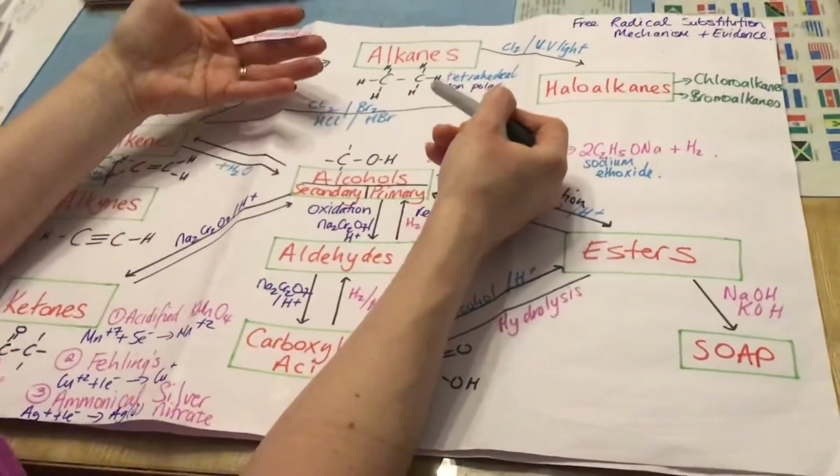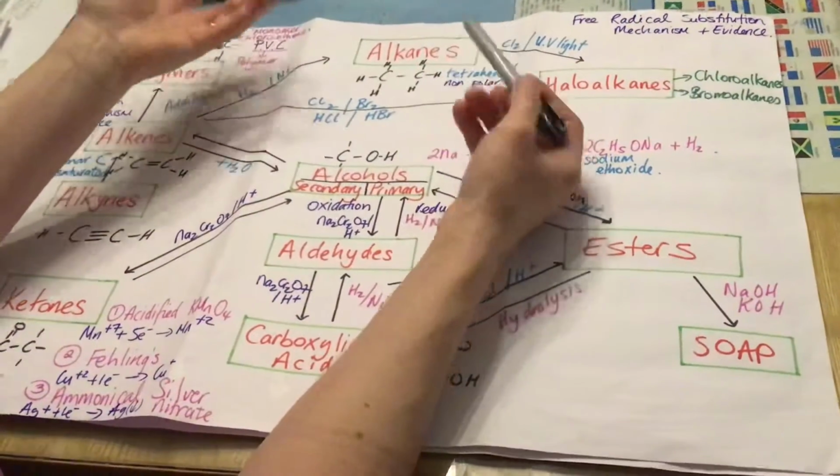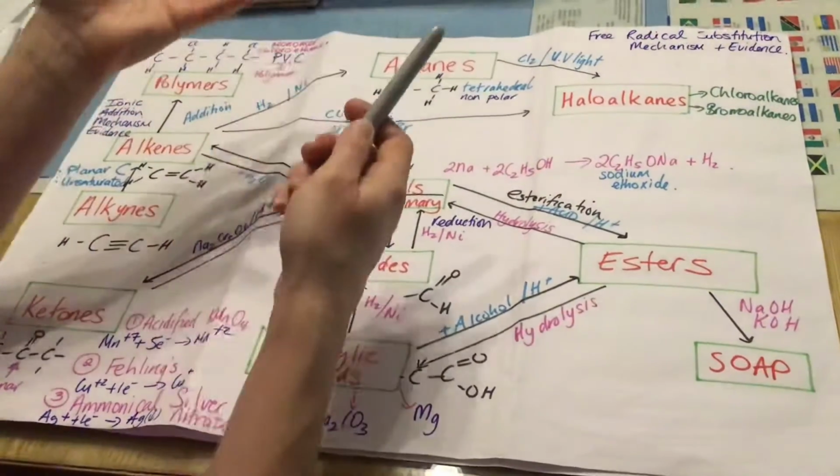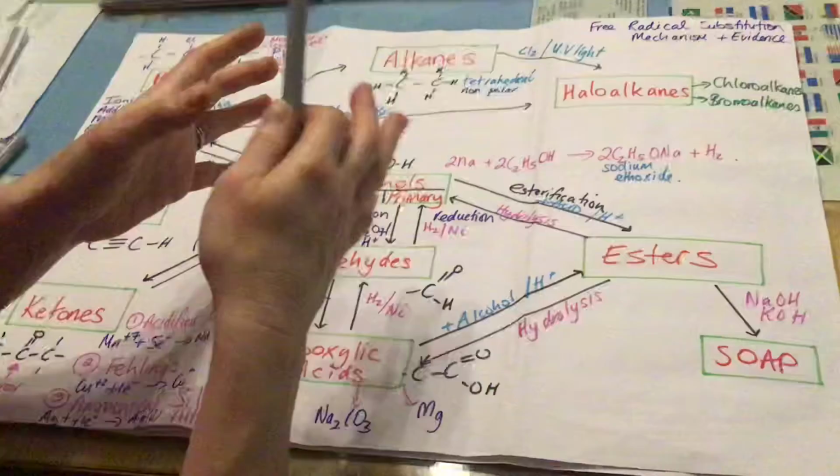Methane is the simplest alkane, and another name for methane is natural gas. So use for that would be fuel. Remember butane and propane and bottled gas, LPG. So those are the uses.